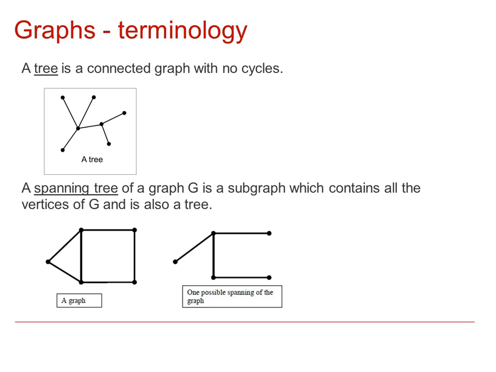Now at the bottom you can see an example of a graph. We can create a spanning tree from that. Now a spanning tree is a tree which connects each of the nodes in the graph. So the graph at the left there is not a tree, it's got a cycle in it, but we can produce a spanning tree from it, and there's one example. There are others in that graph, or subgraphs, which produce spanning trees.